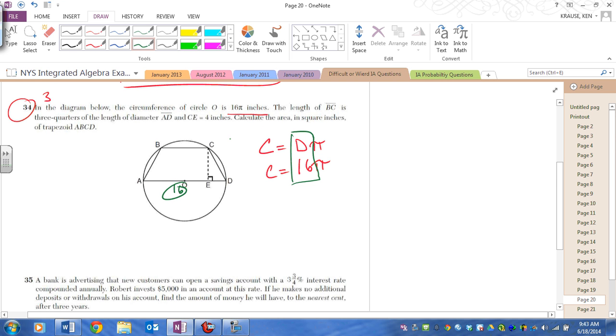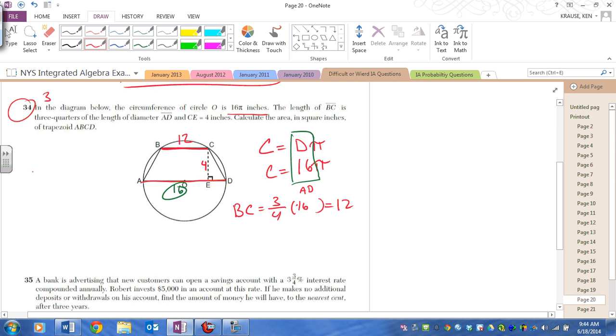The length of BC is 3/4 of AD. So BC is equal to 3/4 of AD. Well, I know that AD is 16, so I substitute 3/4 of that, that's 12. So this is 12. Then there's the length of AD and CE. Oh, and CE is 4 inches, so this is 4 inches.